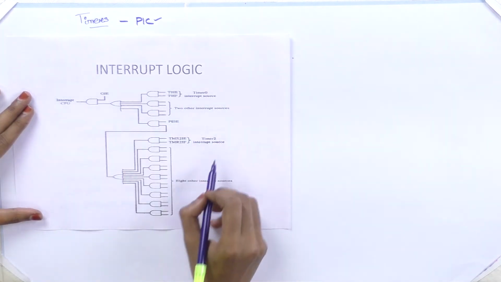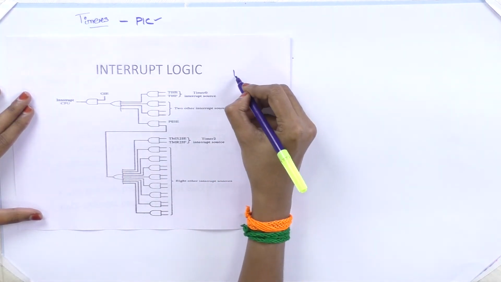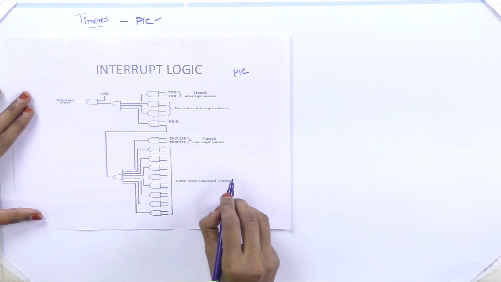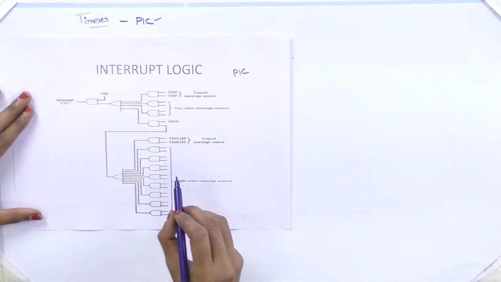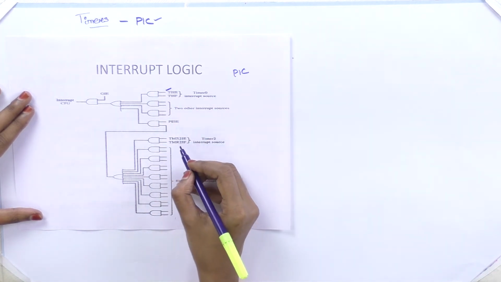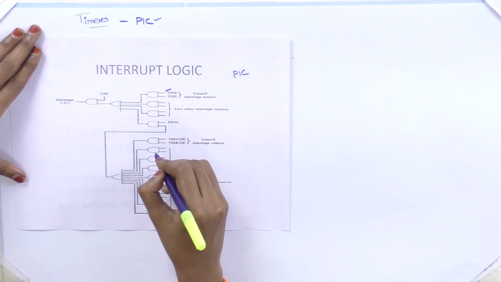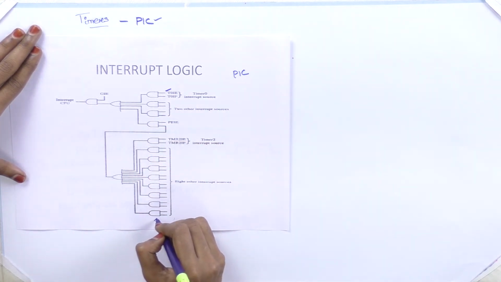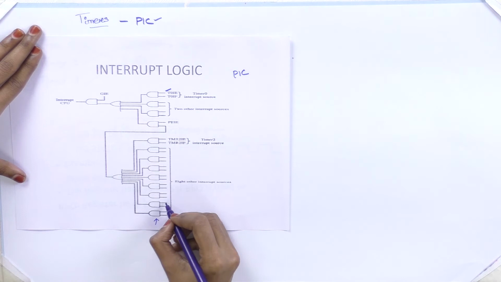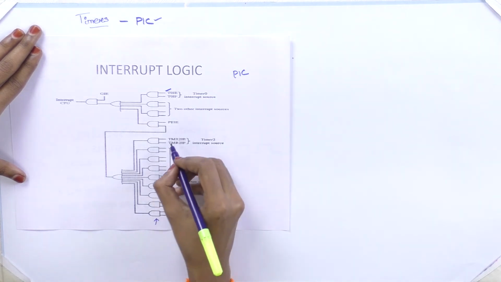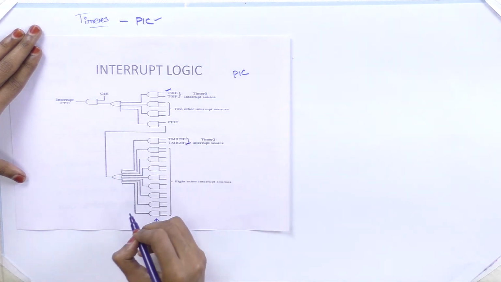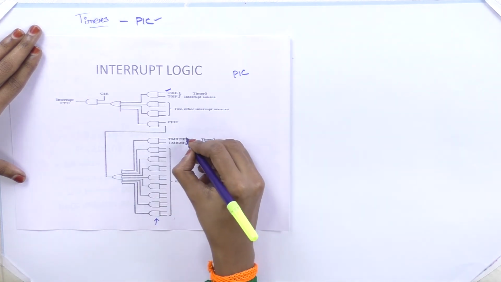So this is the general interrupt structure of the microcontroller. These are all the interrupt sources. We have an individual AND gate for each interrupt, which has 2 inputs: one is the interrupt signal, and the other is the enable signal. Only if both are 1 will you get an output of 1 from the AND gate.